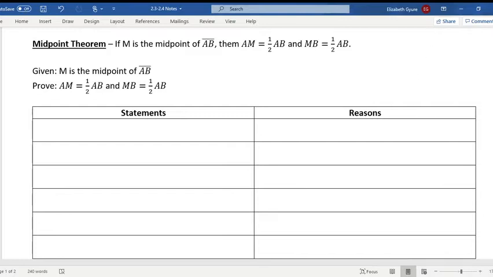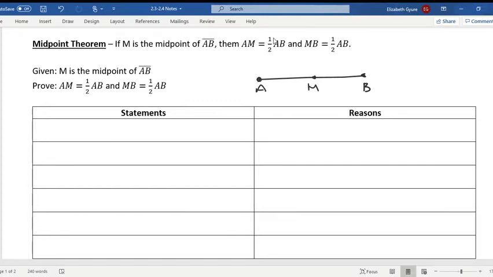We're given our hypothesis here: given M is the midpoint of segment AB, we're going to prove that the measure of segment AM equals 1/2 the measure of AB, and the measure of MB equals 1/2 the measure of AB. So let's start by drawing ourselves our segment here. We have segment AB, and it gives us that M is the midpoint, so we're going to go ahead and draw that.